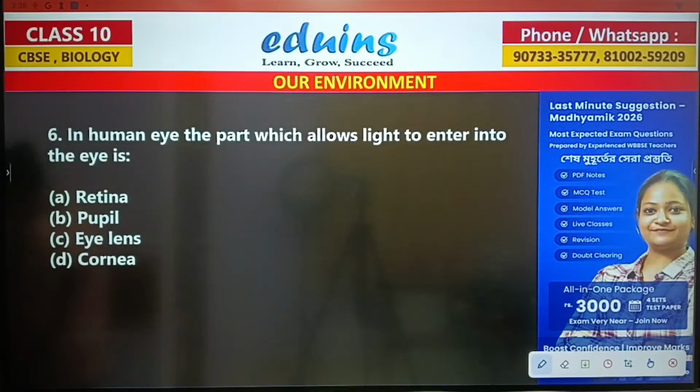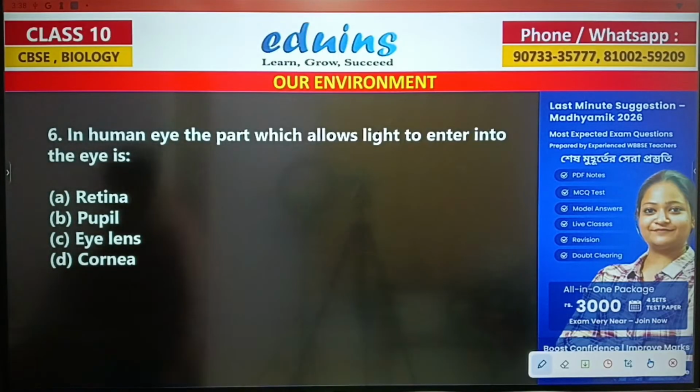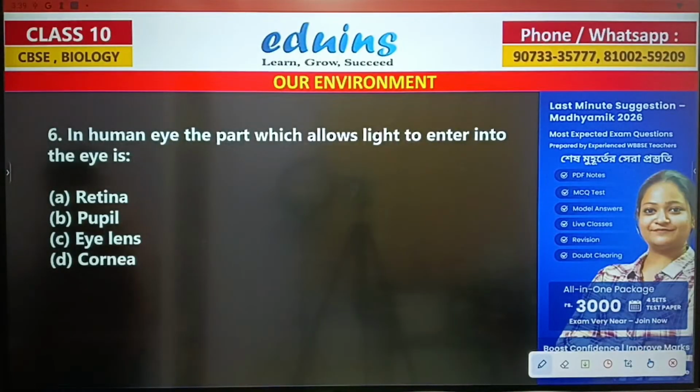In the human eye, the part which allows light to enter into the eye, is it retina, pupil, eye lens, or cornea? What will be the right answer?